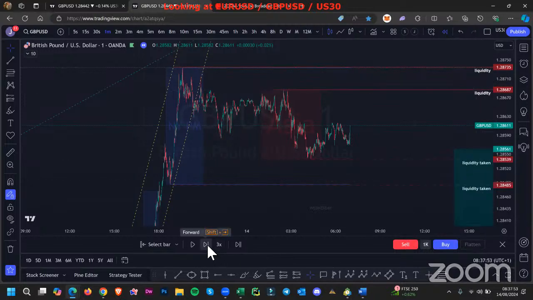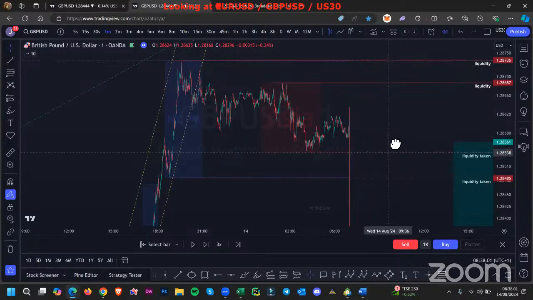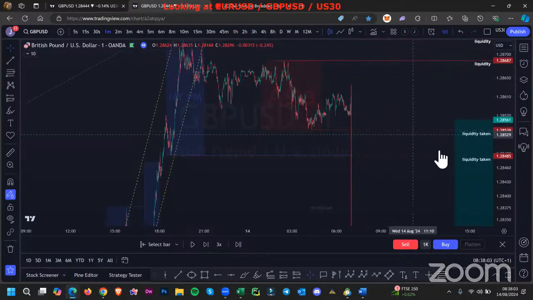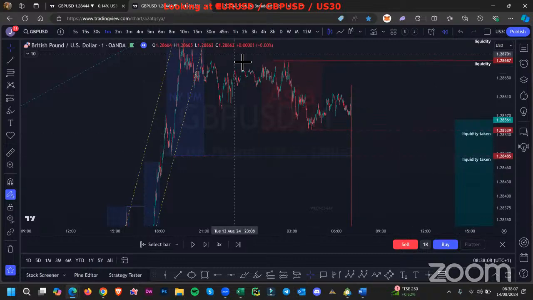As soon as London opens this morning, we got this reaction. Wow. All right. As soon as it opened up, we had this reaction in GBPUSD. Okay. EU's pushing up nicely, going towards where I thought it was going to go.